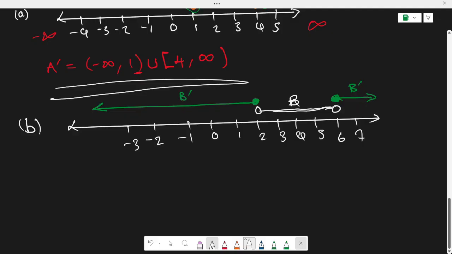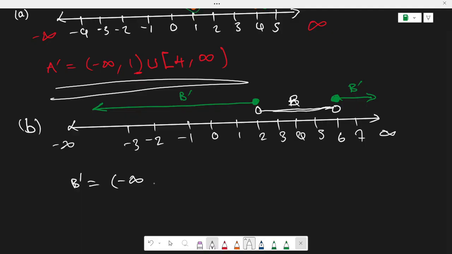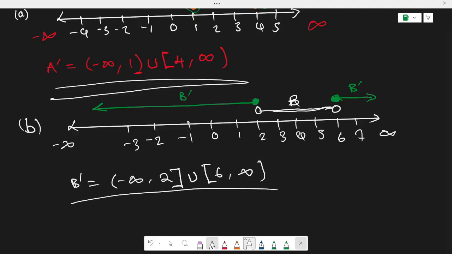So now writing this, B complement is going to be equal to negative infinity, since we have negative infinity here, positive infinity the other side, comma 2, and the 2 is included. Since there's a gap, we introduce a union, and the 6 is going to be included in B complement, since in B it wasn't included, comma infinity, since we are just continuously going. Okay, so that's how you write B complement.